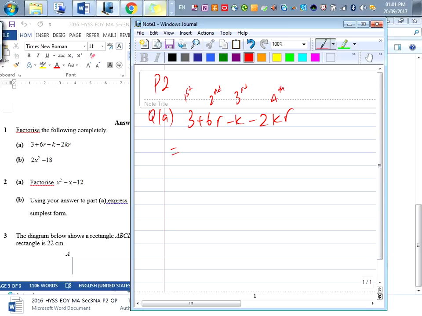Between the first and second term, are there any common factors? Have or don't have? Have, right? We can take out 3. So 1 plus 2a. Now between the third and fourth term, what is common? K. Do you want to take out positive or negative k? Your choice. I can choose to take out negative k. If I take out negative k, what is left? 1 plus a, right?